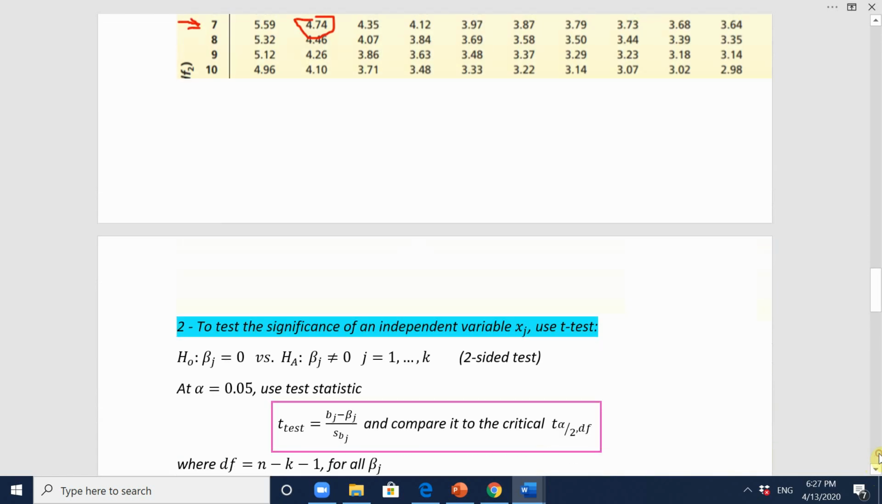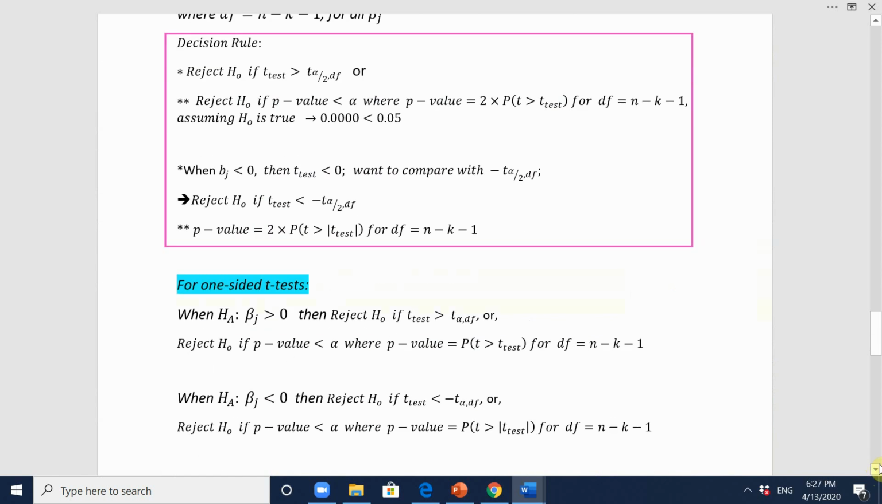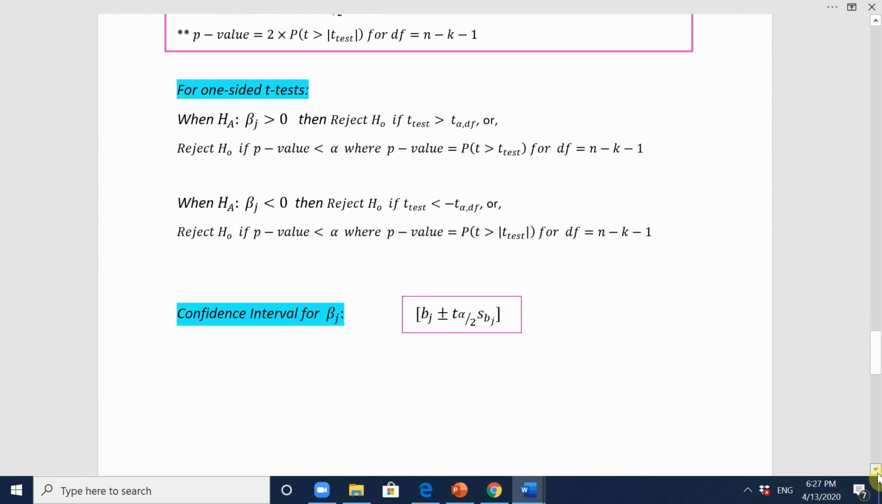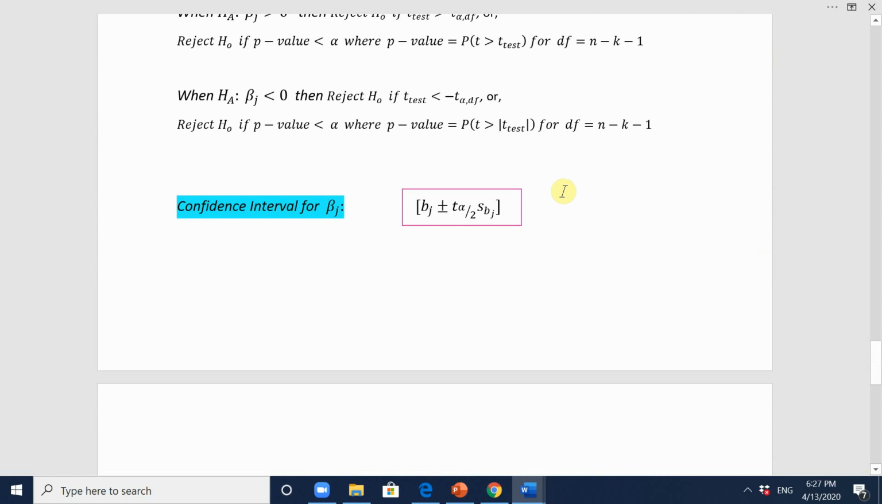So let me just show you very quickly again what the formula is for confidence intervals for your different beta j's. So here we are. This is just a quick refresher on how to come up with a confidence interval for a beta j. Okay, so this is your point estimate, and this is your margin of error. Don't forget, margin of error is always made up of a critical point times your standard error over here.